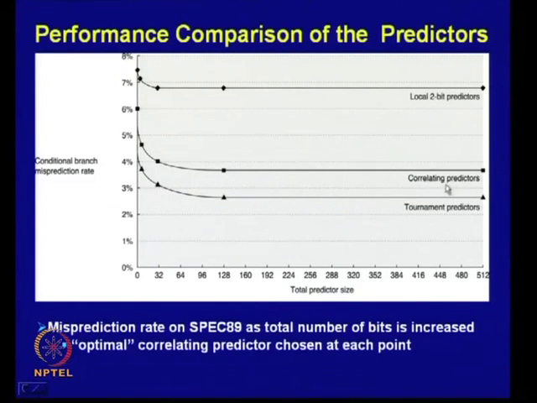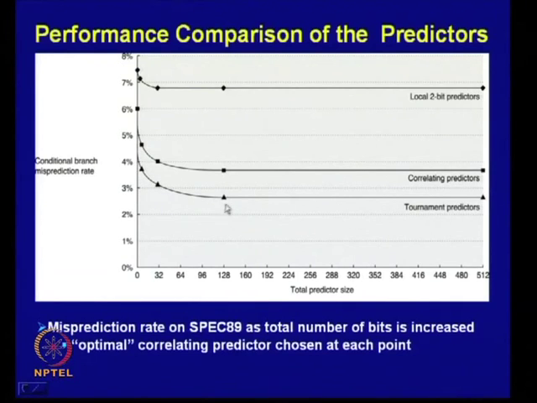Then for correlating predictors, which use both local and global information, you can see starting from 5%, it decreases to a little less than 4% for SPEC 89 programs, and you can get relatively good performance. The misprediction rate is less than 4% for the correlating predictor. Actually, the GCR predictor has been used for this purpose. And here, the optimal correlating predictor has been chosen at each point, so the optimal correlating predictor has been used for plotting this diagram.